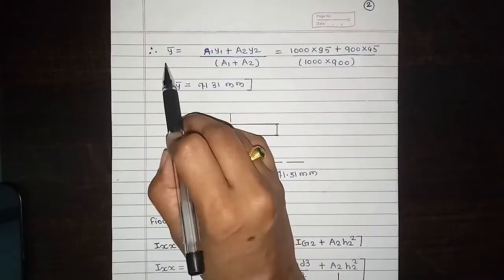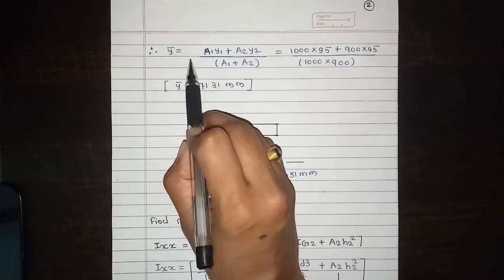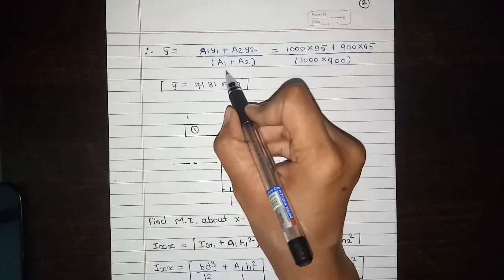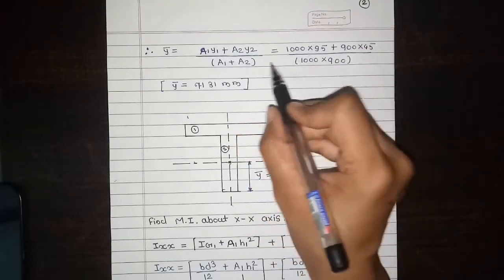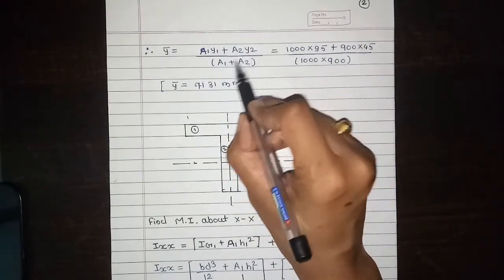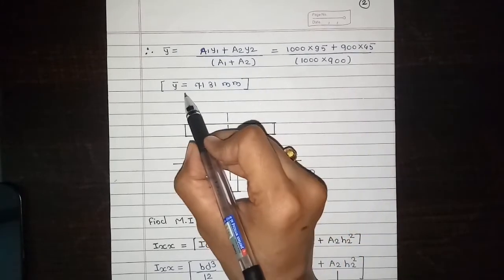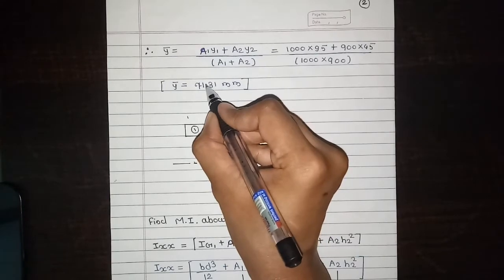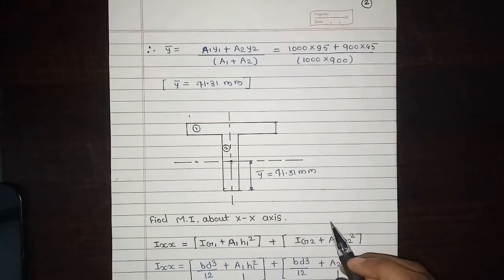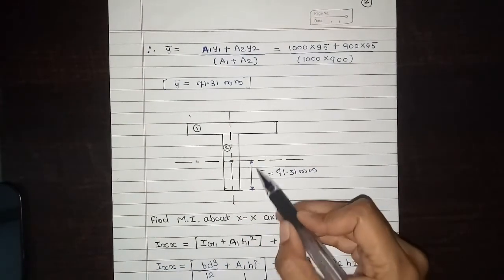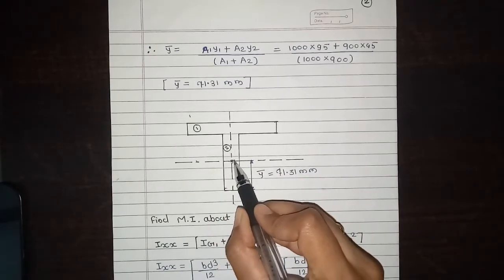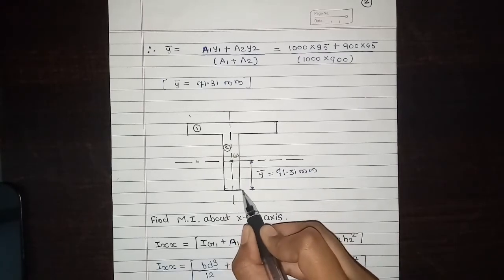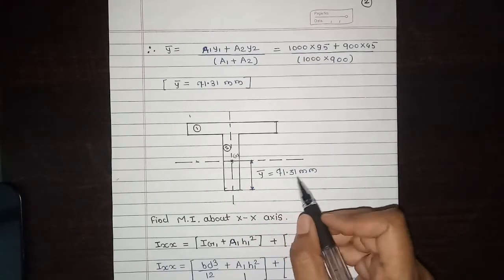Then calculate y bar. Y bar is a1 y1 plus a2 y2 divided by a1 plus a2. Put the values of a1, y1, a2, y2 and a1, a2. Then we get y bar is equal to 71.31 mm. So this is the y bar of the T section. The center of gravity G from this base is the y bar.